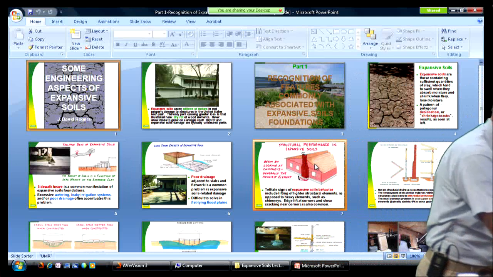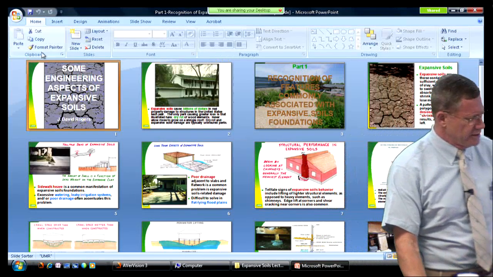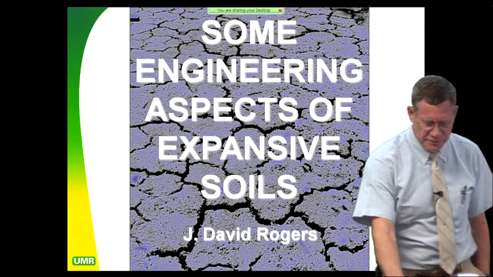And we have expansive soils right here in the Ozarks, in Raleigh. We have the oldest erosional surface in the country here. So what I'm going to do is just tell you some of the things that I want you to know that aren't in the book from a practitioner viewpoint.